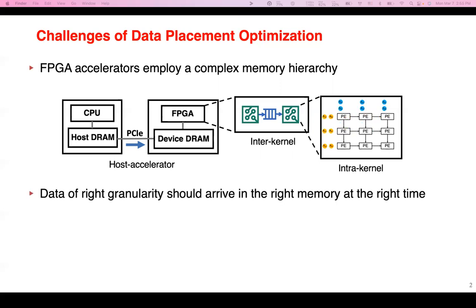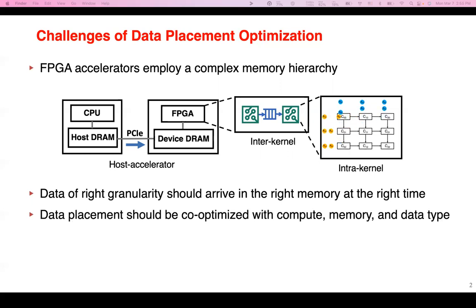Data placement can happen between the processing units inside the compute kernel. To get a high performance, we should ensure the data of right granularity arrives in the right memory location at the right time. Additionally, data placement does not just work in isolation. To get a high performance, we need to co-optimize data placement with other hardware customizations in compute, memory, and data type.